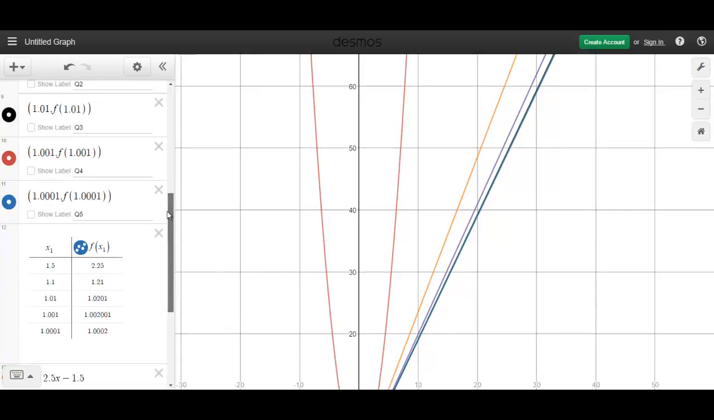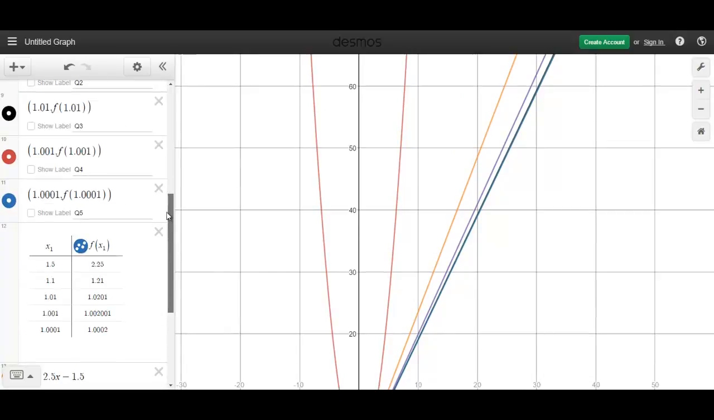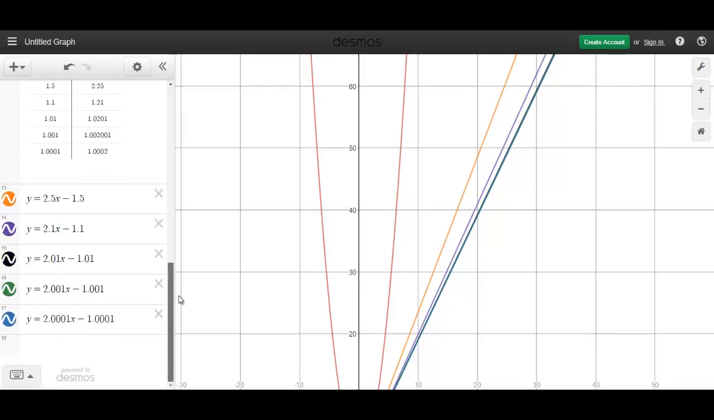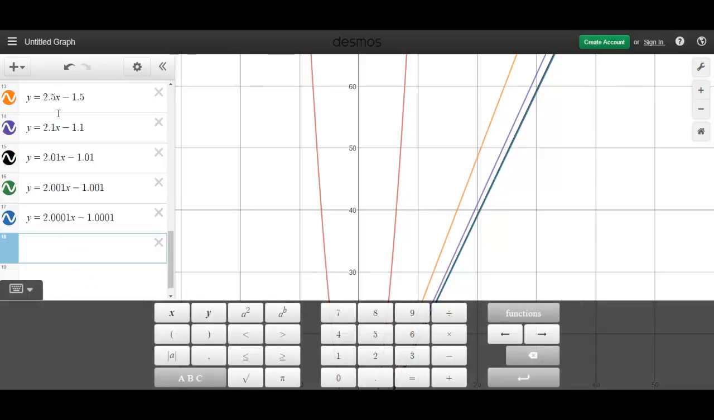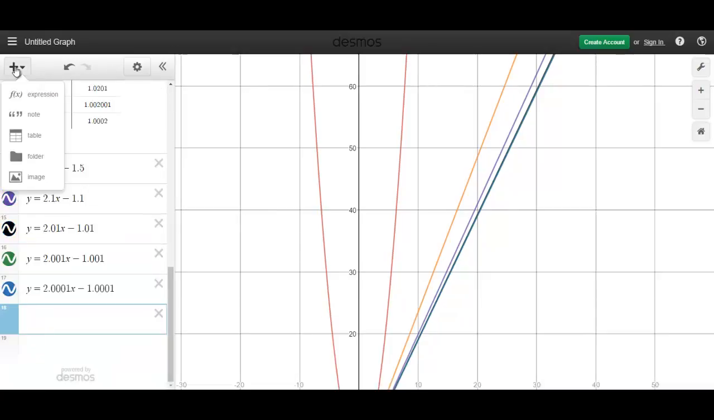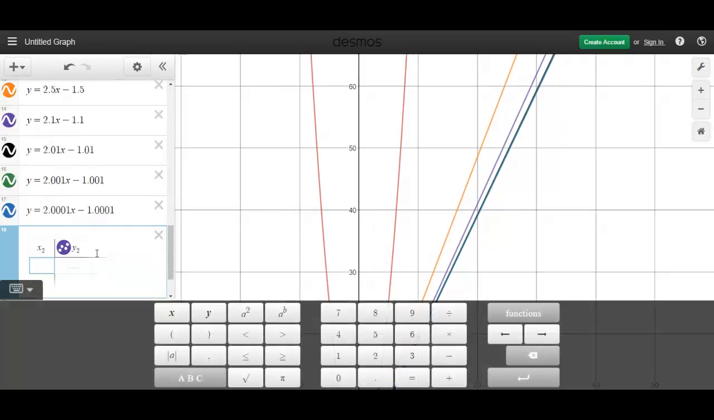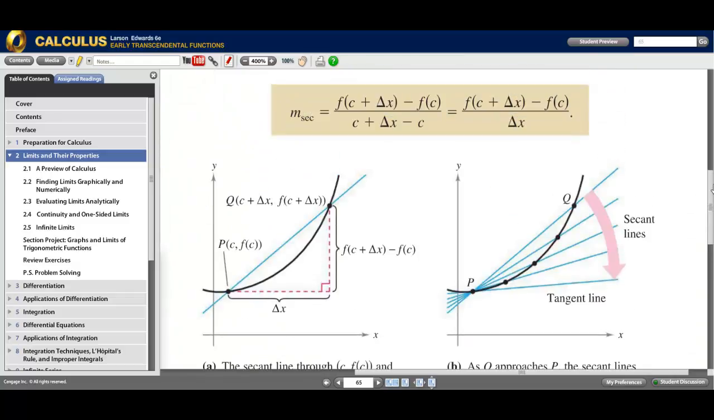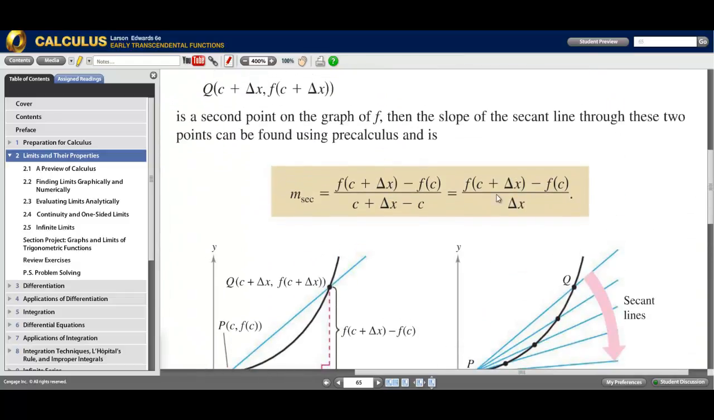You could also use a table to demonstrate how that slope is getting closer and closer to 2. Let's consider this. I'm kind of thinking on the fly here. Let's create another table. Go to Add an Item and go to Table. Now, remember, actually, let me add a note here. Or let's actually go back to the book. If you scroll up here, remember this is the slope of our secant line.